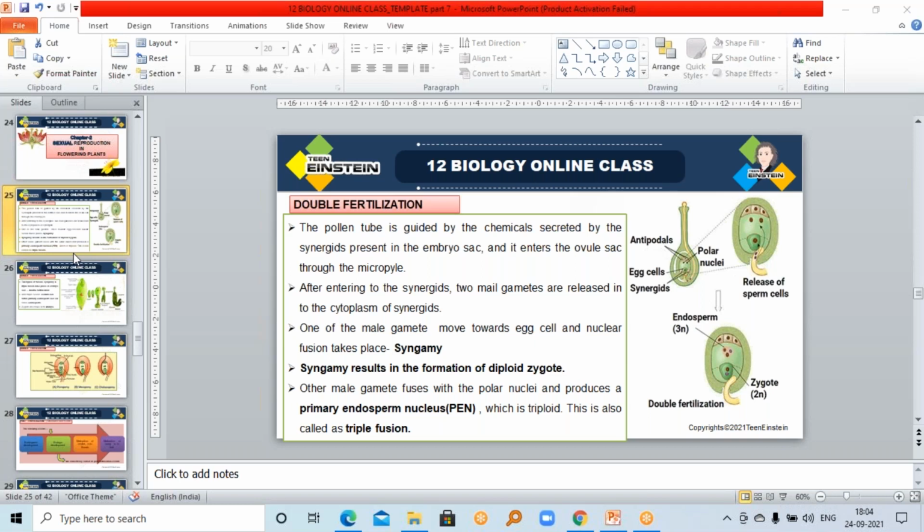The process of double fertilization was first discovered by S.G. Navashin, and he did his experiments in Lilium species. He discovered the double fertilization process in Lilium. After the pollination process, the pollen grain will form a pollen tube. You can see here in this picture, the pollen grain reaches the stigmatic surface, and from there it will form a pollen tube.